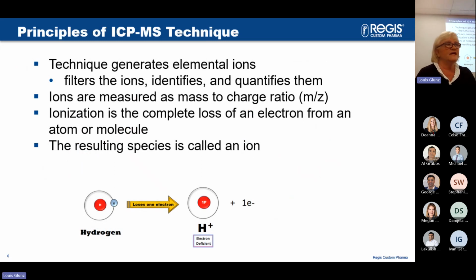The ICP-MS technique generates elemental ions, filters the ions, identifies and quantifies them. Ions are measured as a mass to charge ratio. Ionization is a complete loss of an electron from an atom or a molecule. The resulting species is called an ion. The ionization process takes place inside the ICP-MS instrument, and I will go into greater detail about it.